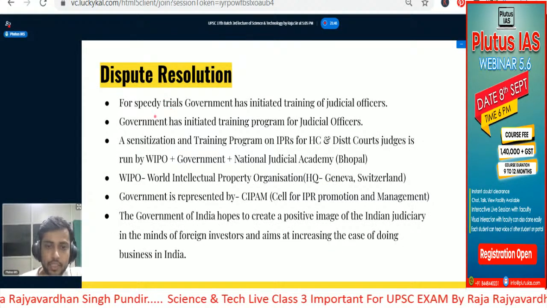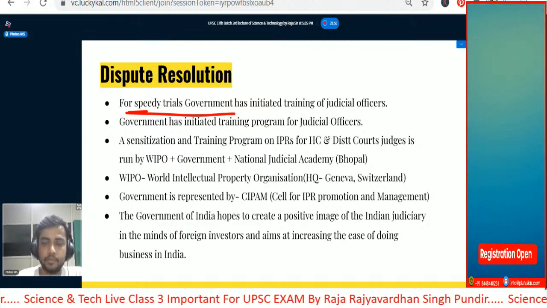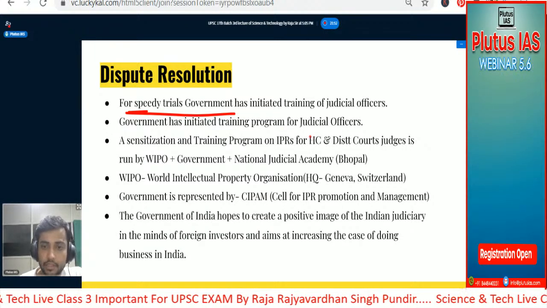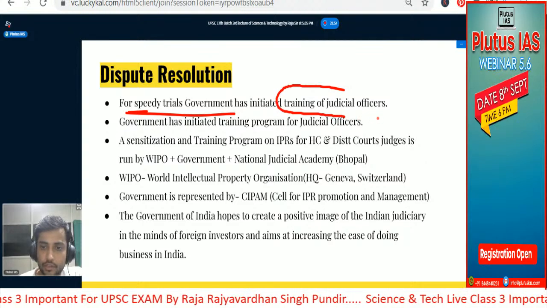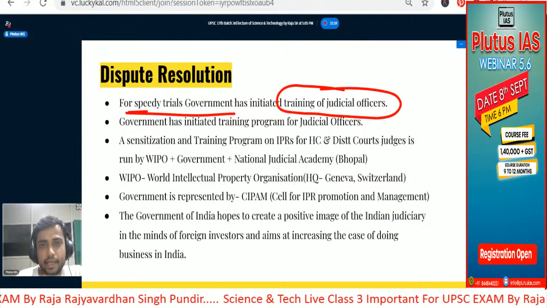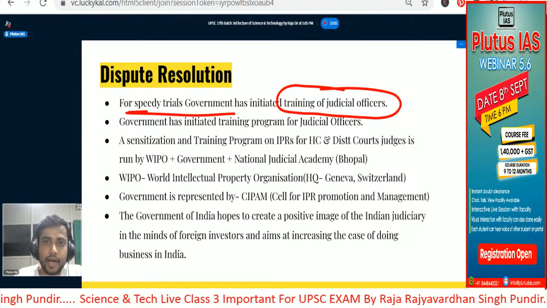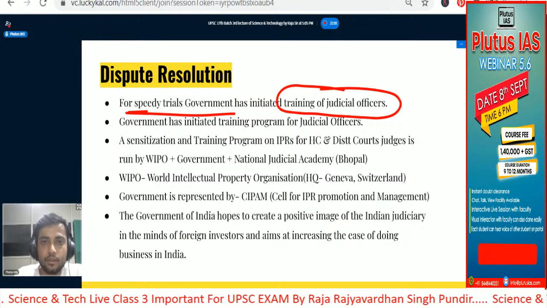For speedy trials, the government has taken certain steps, and one of those steps is the training of judicial officers, because commercial disputes are technical in nature. They have to study the patent law and understand the nuances involved with the technology.